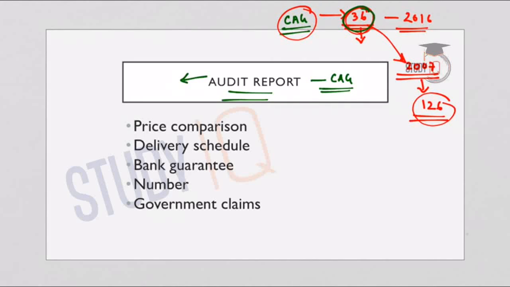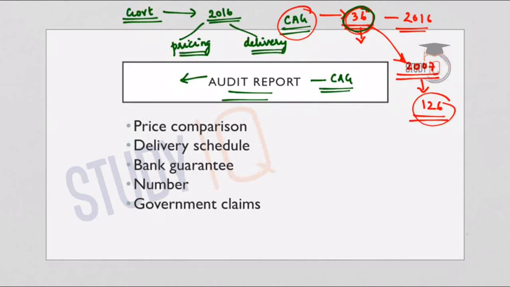So the report was in favor of the present government, stating that the present deal, that is the deal in 2016, is better both in terms of pricing and also in terms of delivery conditions. So we will see in detail what are the highlights of the CAG report. First, coming to the price comparison.